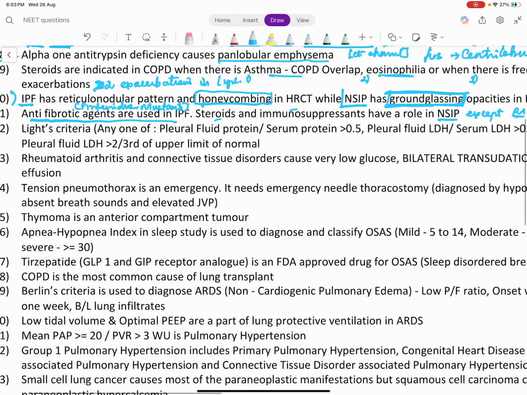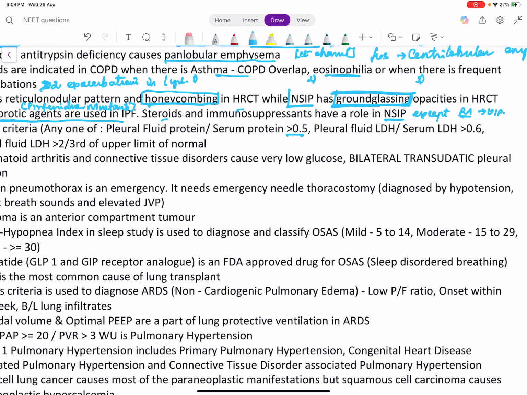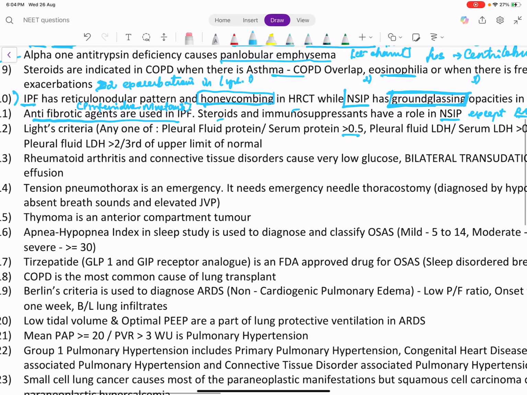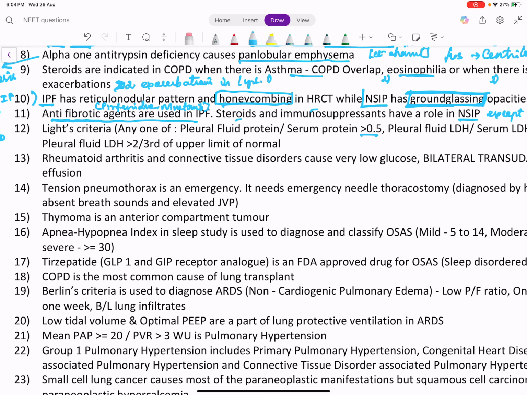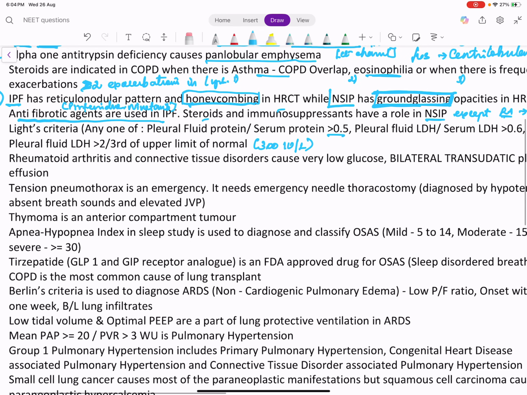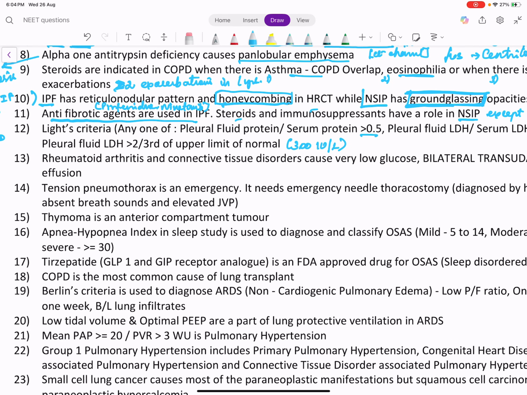Now about pleural diseases, pleural effusion, Light's criteria. That is, pleural fluid protein by serum protein should be more than 0.5. Pleural fluid LDH by serum LDH should be more than 0.6. Pleural fluid LDH should be more than 2/3 of the upper limit of normal. The upper limit of normal LDH is 300 international units per liter, so 2/3 of the upper limit of normal will be 200 international units per liter. So if the pleural fluid LDH is more than 200, that is also a criterion.